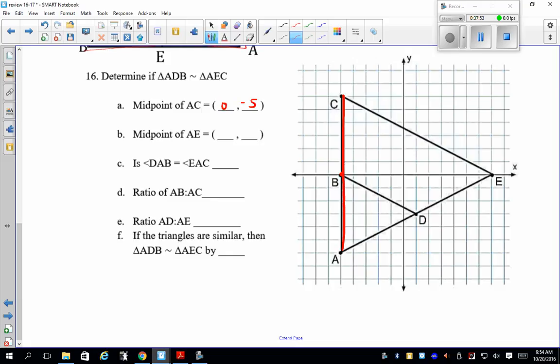Now I want to find the midpoint of AE. This one's a little bit trickier because it's going diagonal. So I'm going to find the rise and the run numbers, or the distance numbers for A to E.